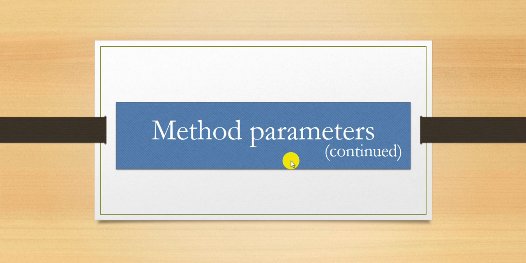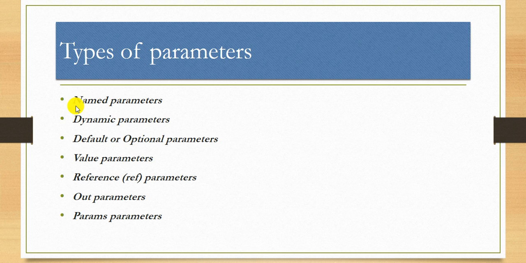Hello everybody. This is part 2 of learning about method parameters. So in my last video I taught you guys about named parameters, dynamic parameters, optional or default parameters, and value parameters. So in this video you will be learning about reference or ref parameters, out parameters, and params parameters.